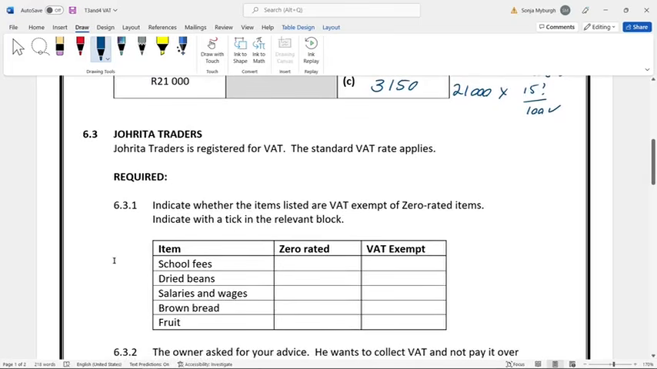Eureka traders registered for VAT. Standard VAT rate applies, and we just have to indicate each one of these, either 0 rated or VAT exempt. School fees, it's not an essential food, therefore exempted. Dried beans, 0 rated. Salaries and wages, we actually have income tax on salaries and wages. Brown bread, necessity, therefore 0 rated, and fruit also 0 rated. Remember the egg is 0%, eggs, basic necessities.